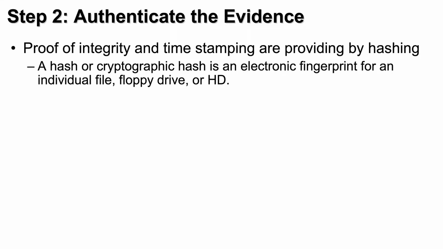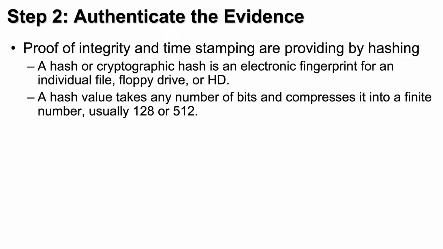So a hash, or a cryptographic hash, is an electronic fingerprint for an individual file, floppy drive, thumb drive, hard drive, or any type of digital evidence. This hash value takes any number of bits and compresses them into a finite number, usually somewhere between 128 bits to 512 bits. In the cryptographic one-way hash video, I'll explain all of this in more detail. These cryptographic hashing functions are called one-way hashes, or secure hash functions.